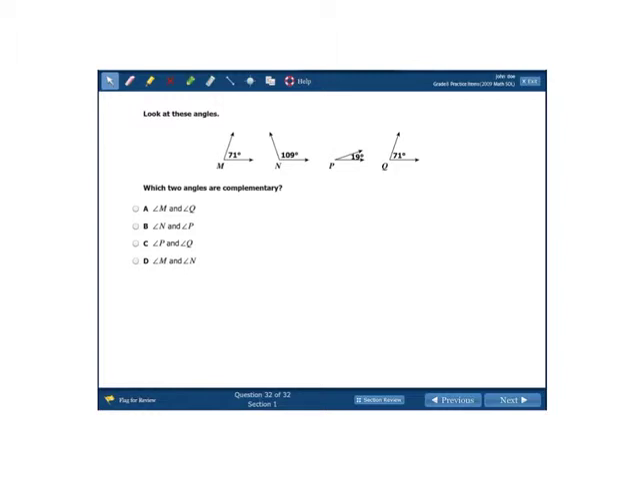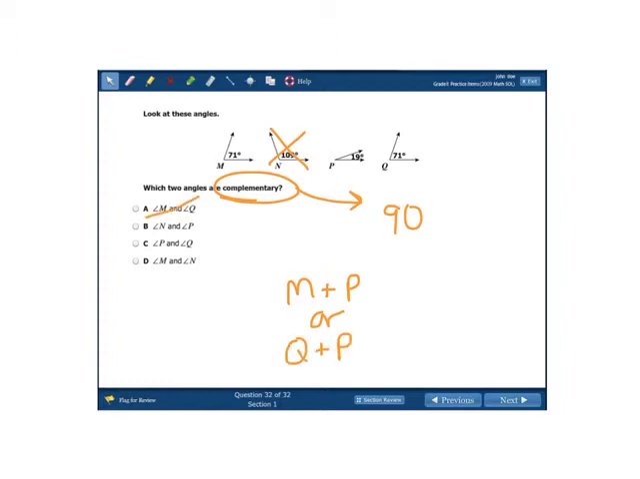Which 2 angles are complementary? Complementary. I need to know what that means. I know what that means. That means adds up to 90. So I need a pair of them that add up to 90, and I know n can't be any of them. Okay, 71 and 71 would be congruent. 71 and 109 would be supplementary. So I probably want a combination of either M and P or Q and P. So M and Q, no. N and P, no. P and Q, probably. M and N, nope, P and Q. And P again is 19, Q is 71. That does add up to 90.